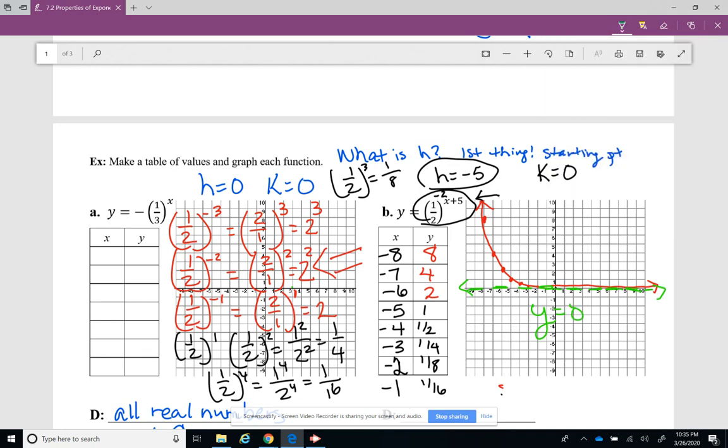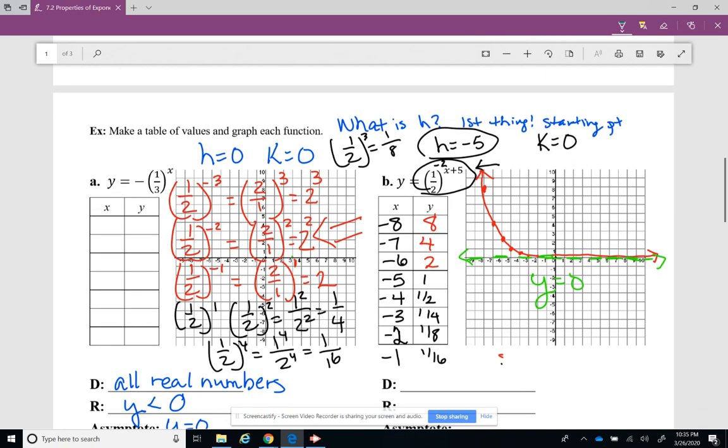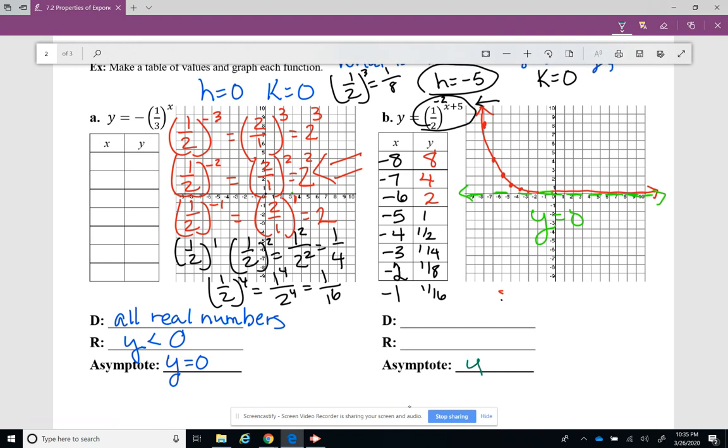All right, so let's go fill in some information about this graph. The asymptote is y equals 0. We already know the domain is all real numbers. The range is something having to do with a y and a 0. So go look at your y's, and all those numbers are what in relation to 0? Greater than or less than? They're all greater than.